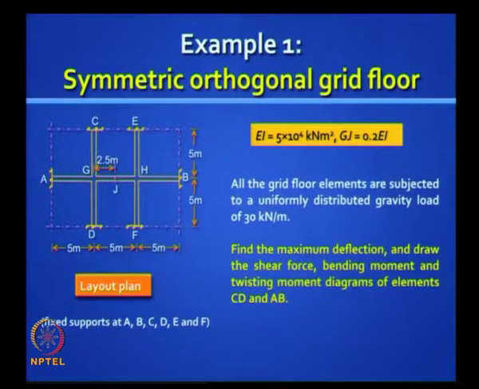It is assumed that all the grid elements have the same prismatic section. EI is given and GJ is shown as 0.2 times EI. You have a gravity loading, uniformly distributed, of 30 kilonewton per meter. So straight away you notice there is some symmetry in this system. You can see that the two shorter beams CD and EF will behave identically. You can actually cut the system at the middle, J, and take advantage of symmetry.